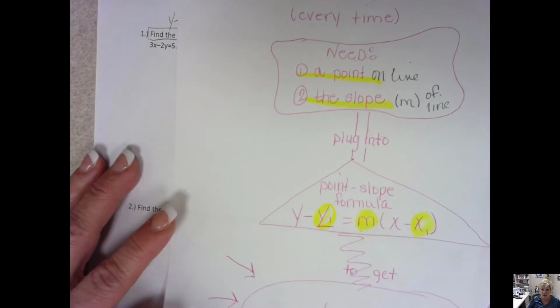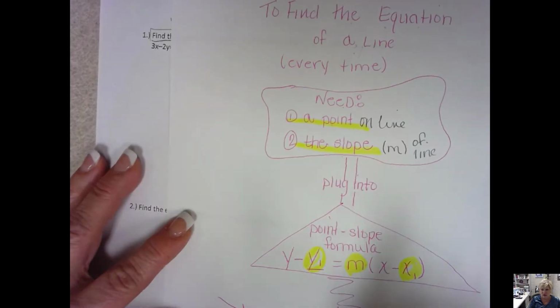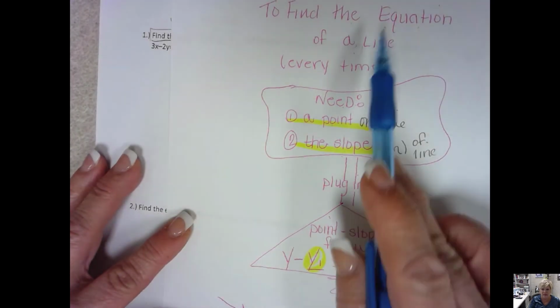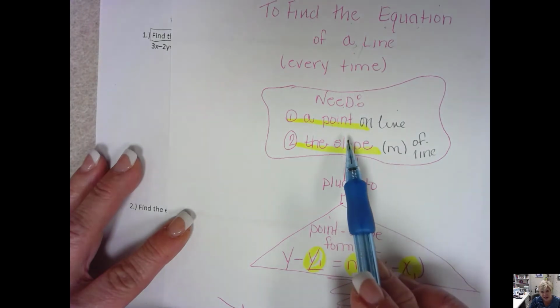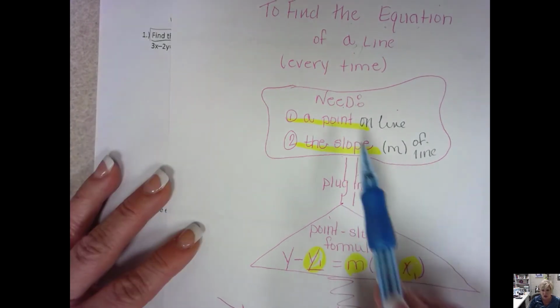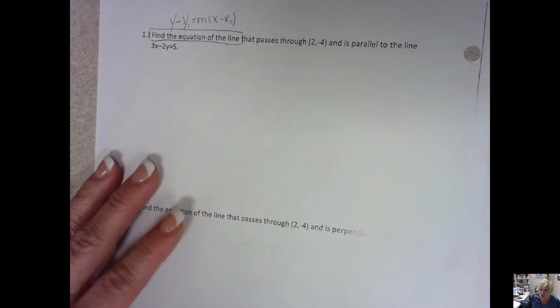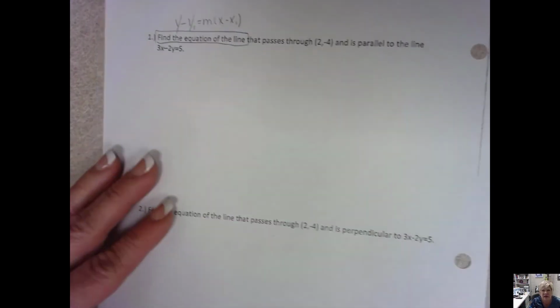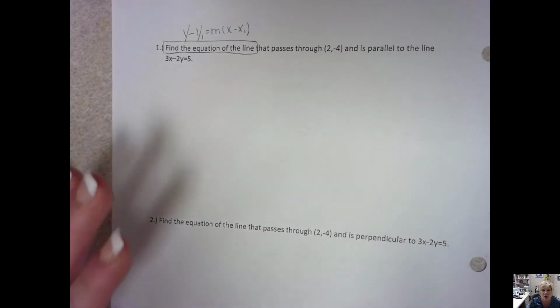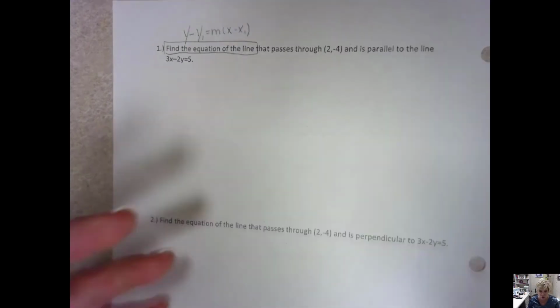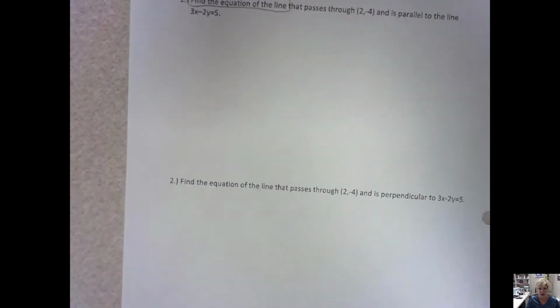To find the equation of a line, you need the point and the slope, or a point on the line, any point will work. Plug and chug. That's it. You're still doing the same thing. It's just a different concept on slope, how to pull your slope out of the equation of a line.